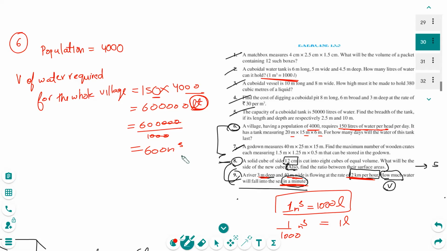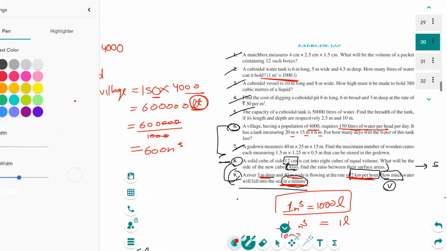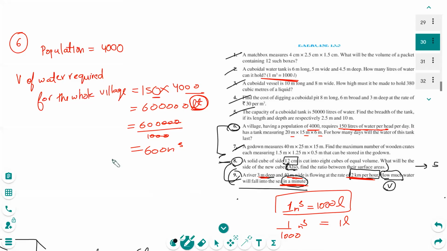Yes, sir, it's clear. Okay, good. So now what is happening? We have a tank. Volume of tank will be LBH. I'm not calculating it up till now. I will tell you why. It's already been given.